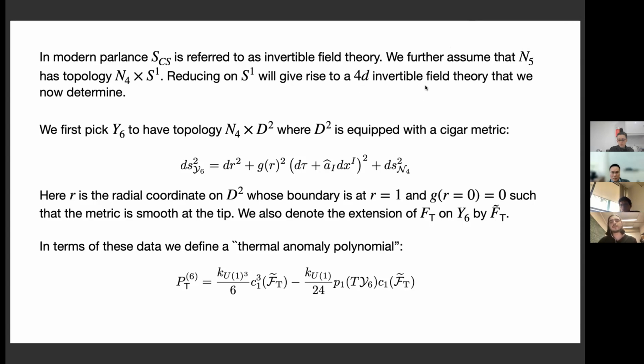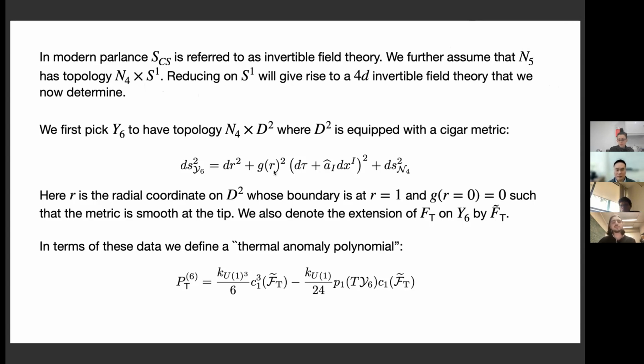Anyway, what we are going to do now is to further assume that this five-manifold has the topology of some other four-manifold times a circle. And then to study the reduction of this Chern-Simons functional on a circle to find some other four-dimensional invertible theory that we want to determine. And that will be important to match the anomalous variation of the functional that we are after.